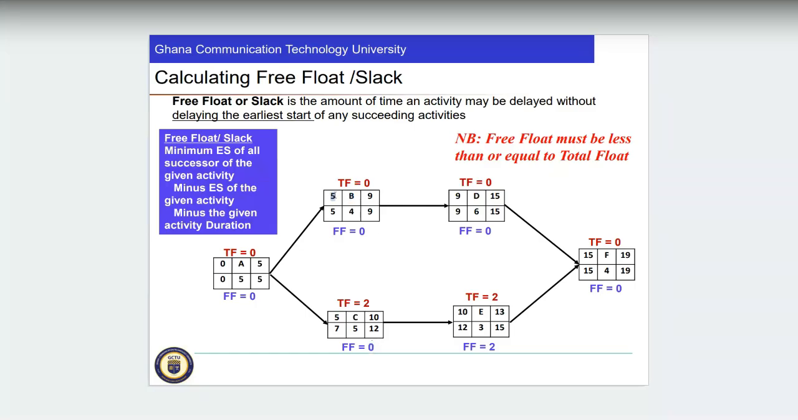So we take this. Earliest start of this is 5. Earliest start of this is 9. So 9 minus 5 is 4. 4 minus 4 is 0. Right? Earliest start of this is 5. Earliest start of this is 10. 10 minus 5 is 5. 5 minus 5 is 0.